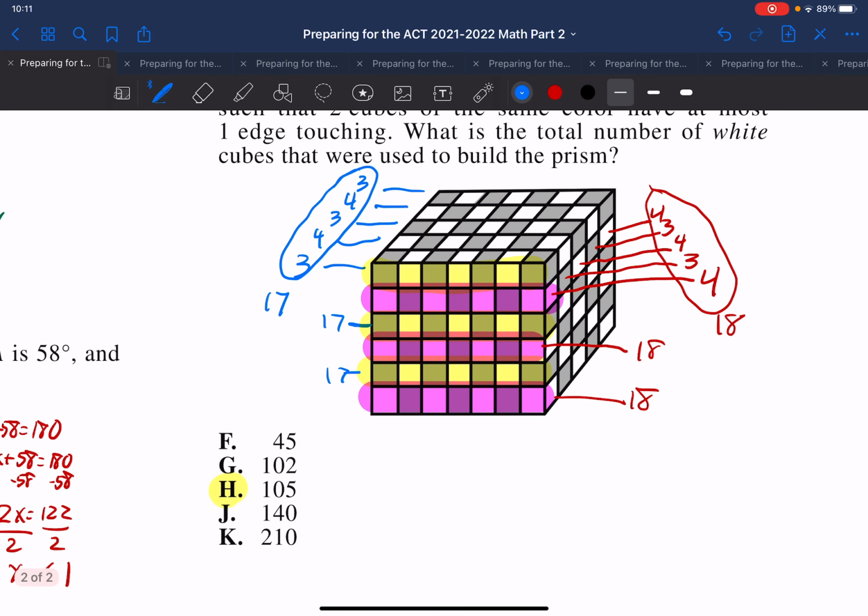So to get the total, we take 17 times 3, and 17 times 3 is 51. And then we take 18 times 3, and that is 54. We add them together, and we get 105. So that is the number of white cubes in this prism.